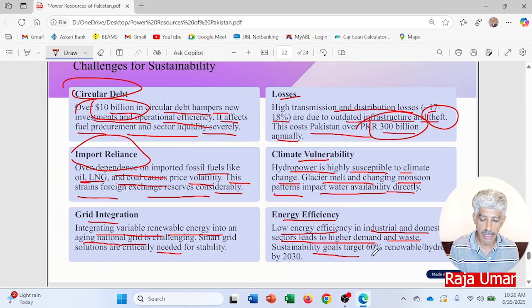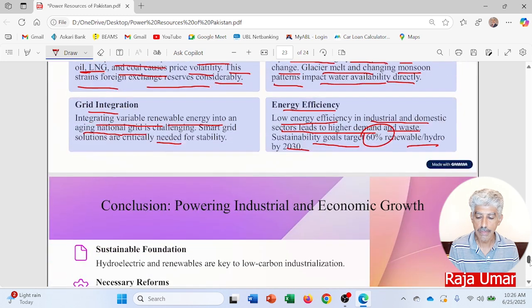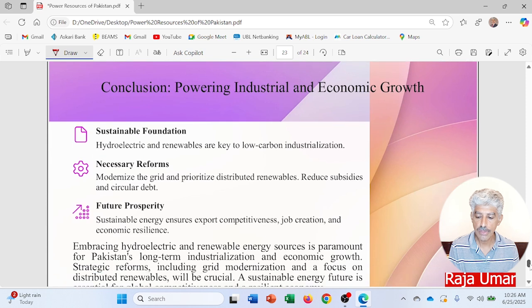So sustainability goals target 60% renewable and hydel by 2030. Let's see, if we have the Diamer Basha Dam, what impact would come over there on the power sector of Pakistan. So now the conclusion, just winding up.